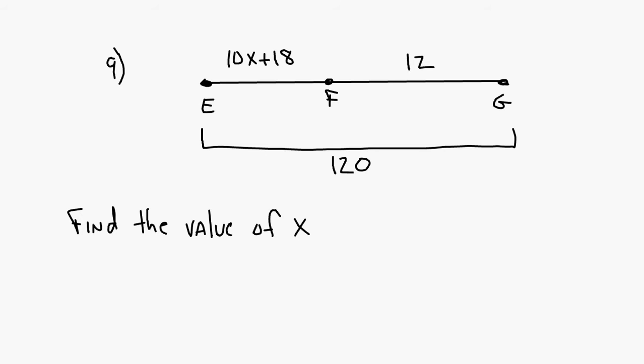Same concept here, guys. The small piece plus the small piece equals the entire piece. So you set up an equation. Your equation would be that 10x plus 18 plus the 12 piece has to equal the 120. And then you combine like terms, so 10x plus 30 equals 120.